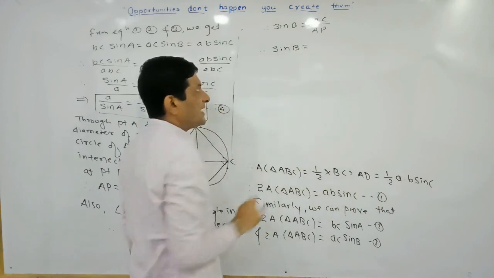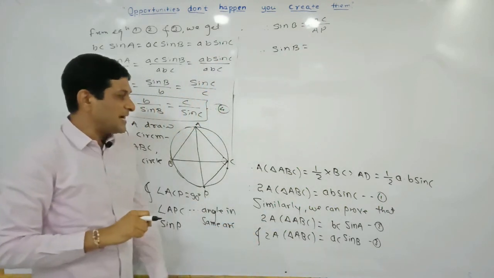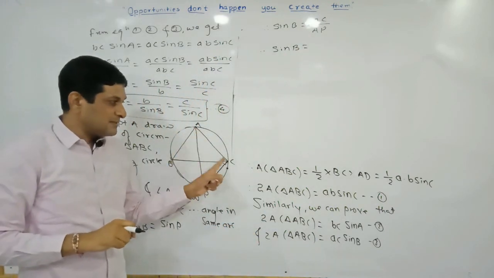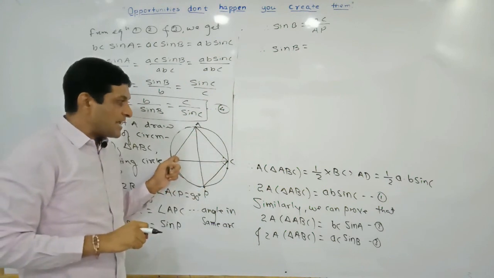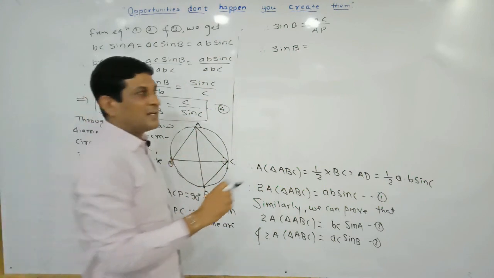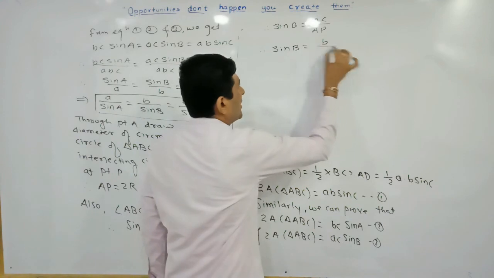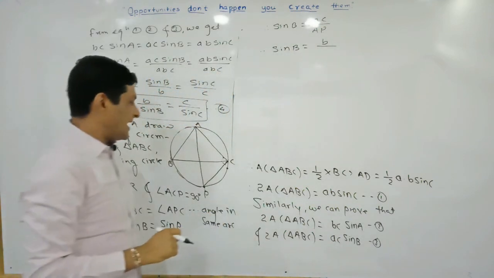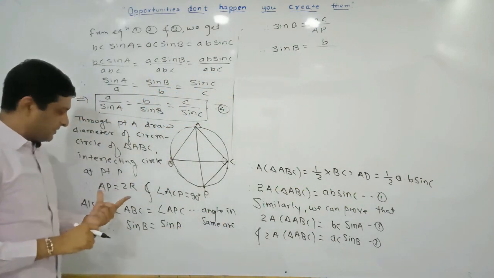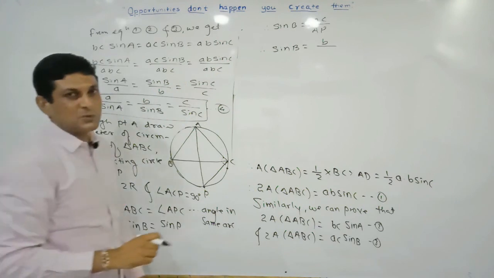Now observe here, AC is nothing but one side of this triangle, and this is the side opposite to angle B, and the side opposite to angle B we are denoting by small b. And we can observe that AP is nothing but the diameter, so the value of AP is twice R.